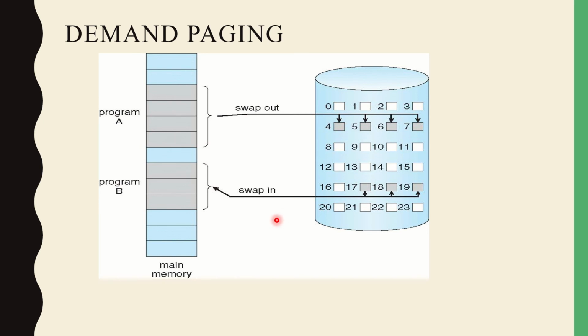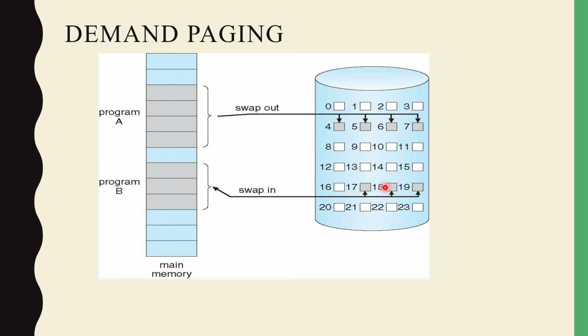Then, if there is a demand for the next program B to execute, first program B has to be loaded. When a demand for that particular program B is sent by the operating system to the main memory, what will it do?